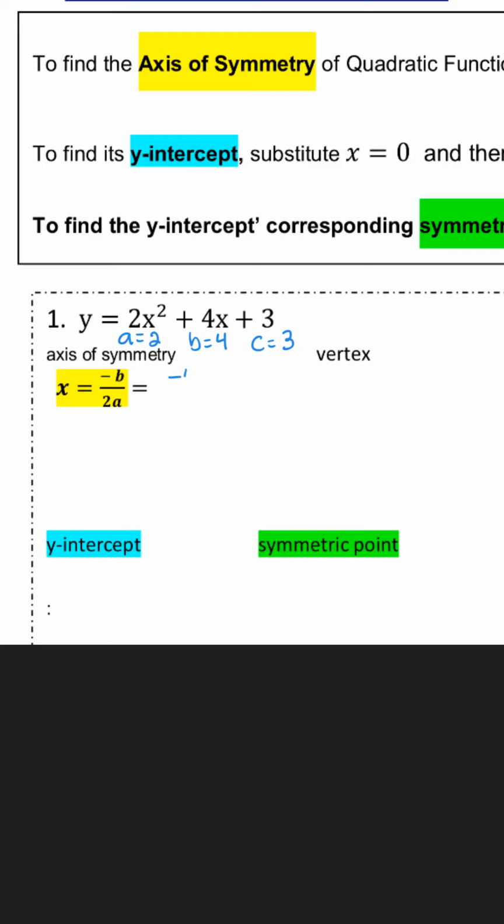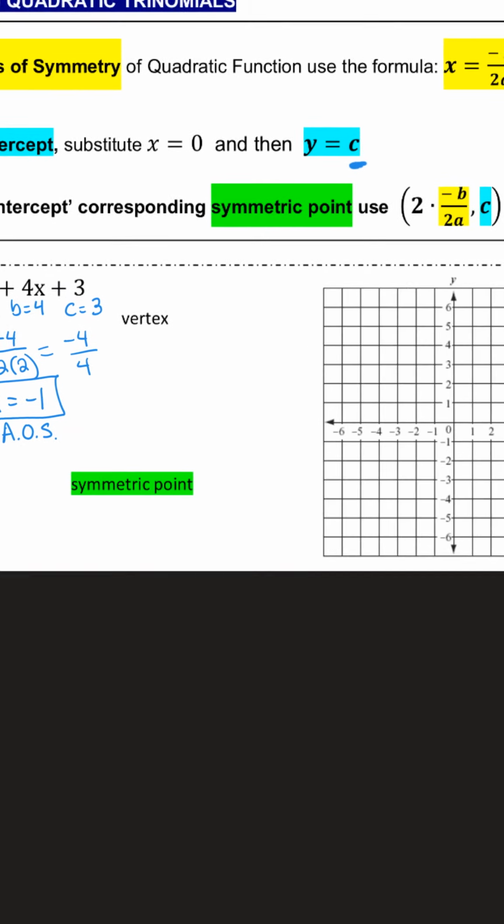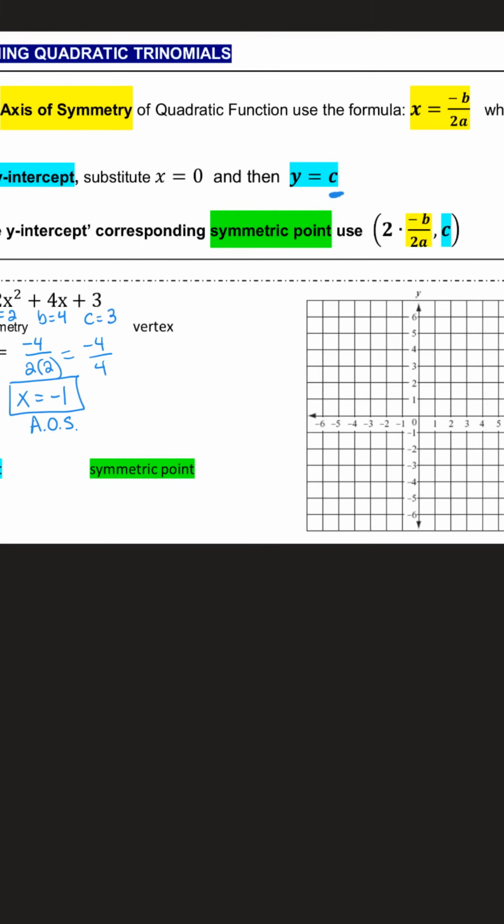I'm going to have negative 4 over 2 times 2. And then I get negative 4 on the top. 2 times 2 is 4. So negative 4 divided by 4 equals 1. Sorry, negative 1. So my axis of symmetry, I get x equals negative 1, and that is my AOS. So I'm the type of person that likes to graph as I go. So I'm going to go to negative 1 on the x-axis, and I'm going to plot a dashed vertical line right through it. This is my AOS.